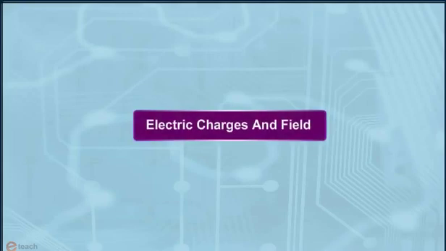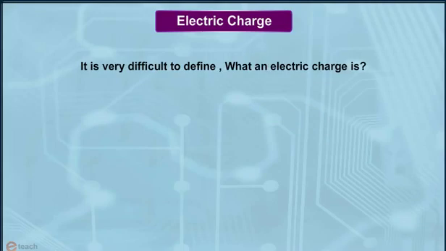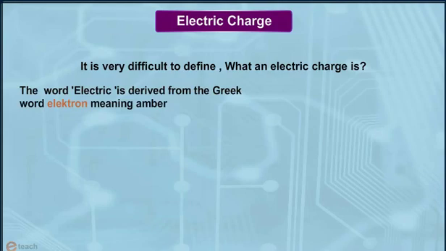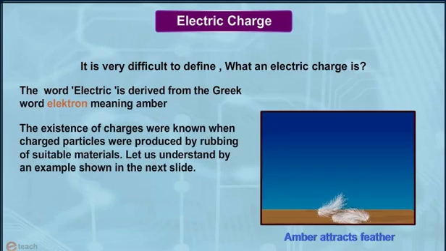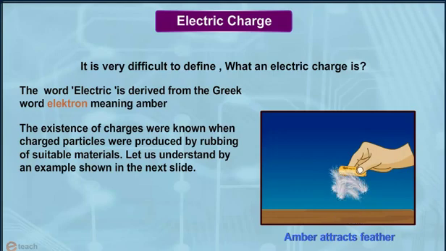Electric charges. It is very difficult to define what an electric charge is. The word electric is derived from the Greek word electron, meaning amber. The existence of charges was known when charged particles were produced by rubbing suitable materials. Let us understand by an example.